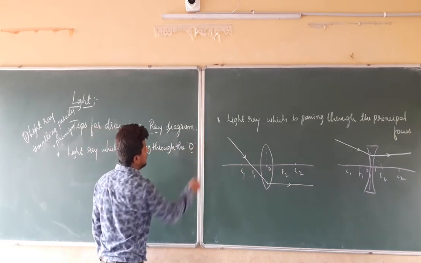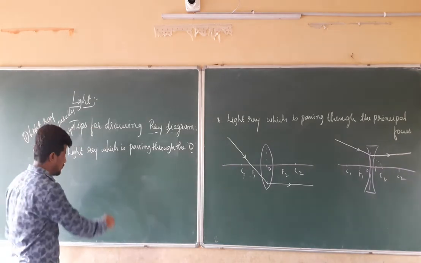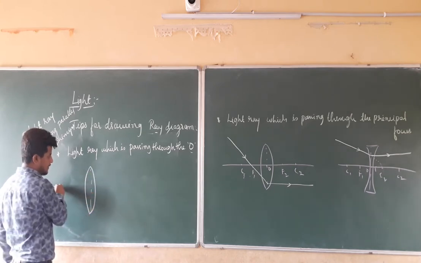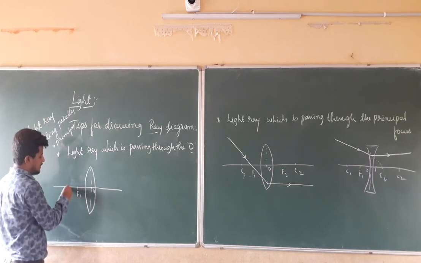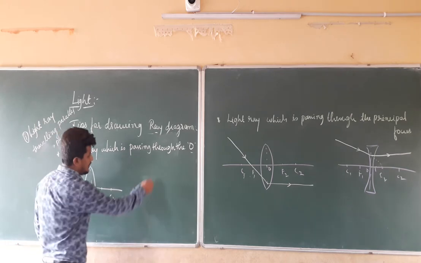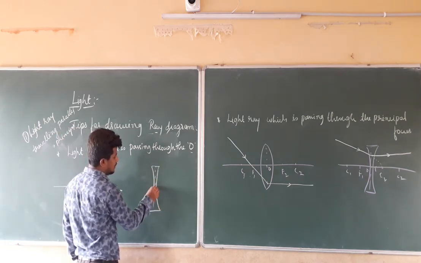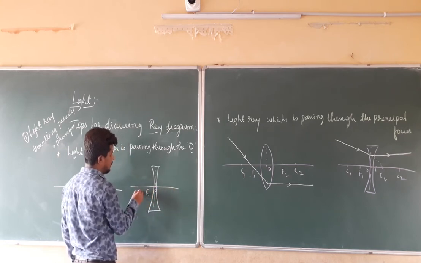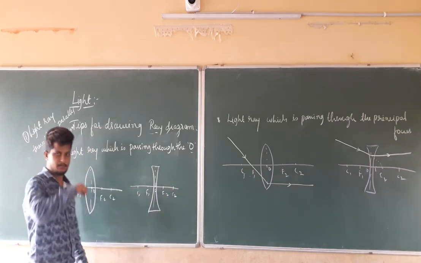That is nothing but the optic center of that lens. What will happen to the light ray which is passing through the O? Again we have to draw the lens. This will be the principal axis, optic center O, F1, C1, F2, and this will be C2. In the same manner, we have to take a concave lens and draw these things. This will be O, F1, C1, F2, and C2.